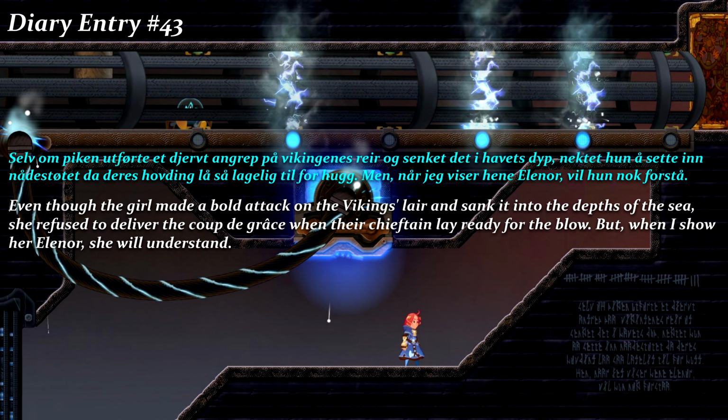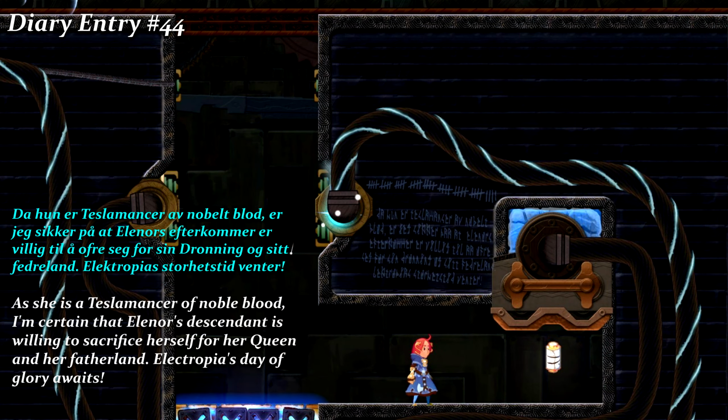Entry 43. Even though the girl made a bold attack on the Vikings' lair and sank it into the depths of the sea, she refused to deliver the coup de grace when their chieftain lay ready for the blow. But when I show her Eleanor, she will understand. Entry 44. As she is a Teslamancer of noble blood, I'm certain that Eleanor's descendant is willing to sacrifice herself for her queen and her fatherland. Electropia's day of glory awaits.